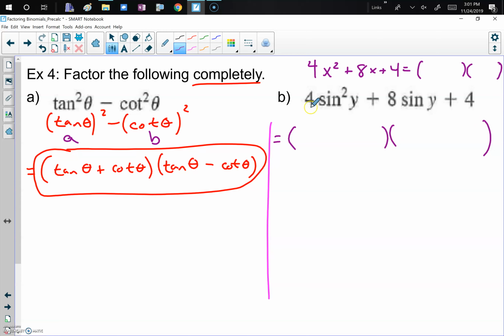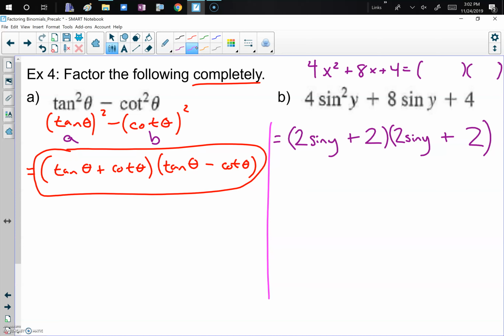So the first thing that I want to look at is the 4 sine squared y. So 4, I know I can break down as 2 times 2. And the sine y to the second power can come from multiplying sine y by itself. So I'm just factoring the first term in our trinomial to create the first of each of my terms in the binomials. Then for 4, I know 4 can be factored into 2 times 2. I want the result when I multiply to be positive, and when we add our terms to create the middle term to be positive. So I know that each of these is positive.